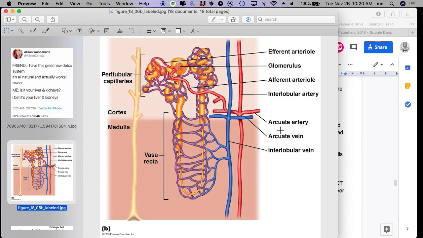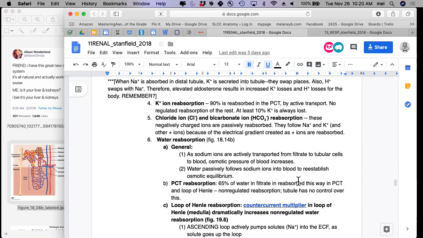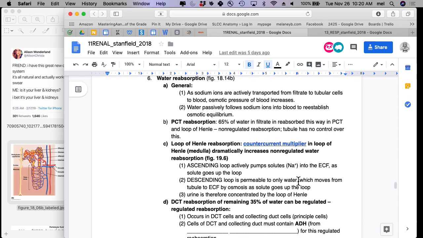Good? Okay. But then we are going to do the loop of Henle reabsorption, and this is complicated as hell, okay? But I have a video that makes it make quite a bit of sense. Okay, so I'm going to go through it in words, and I'm going to show you the video, okay?